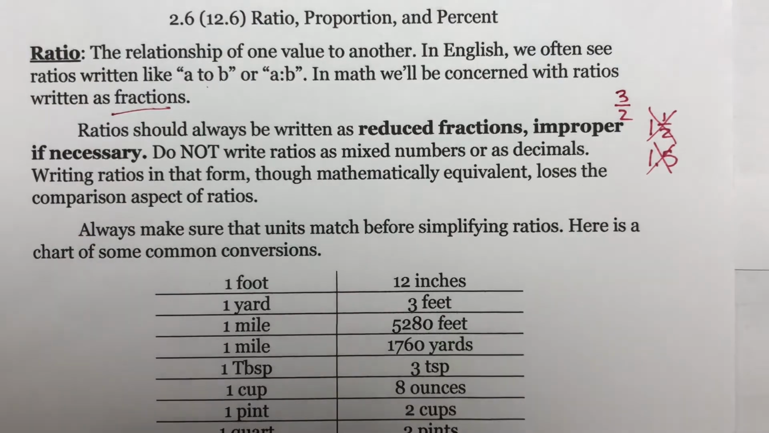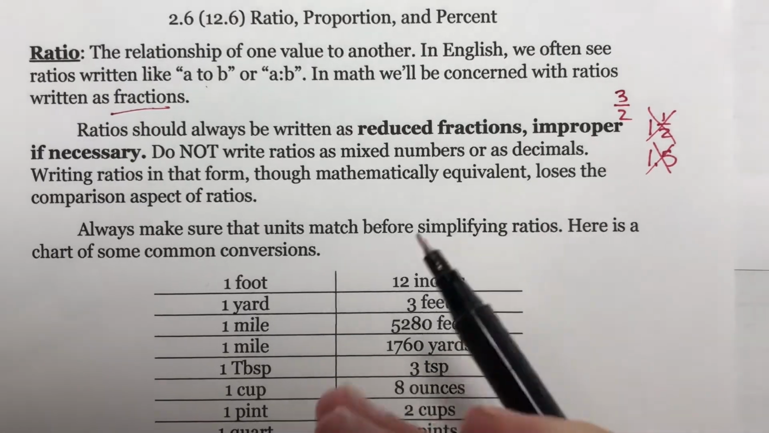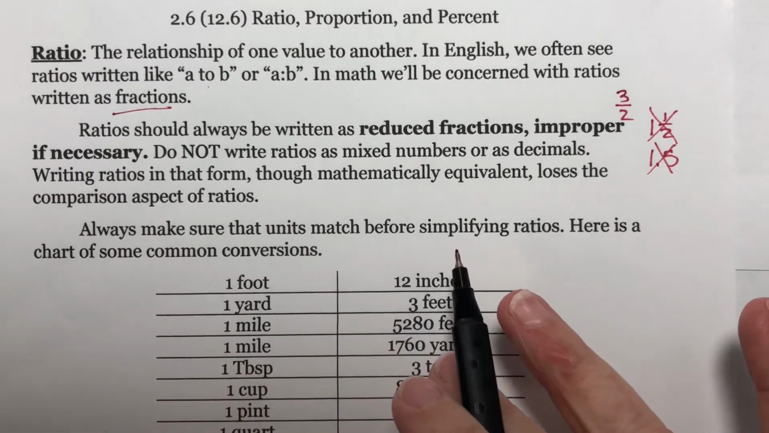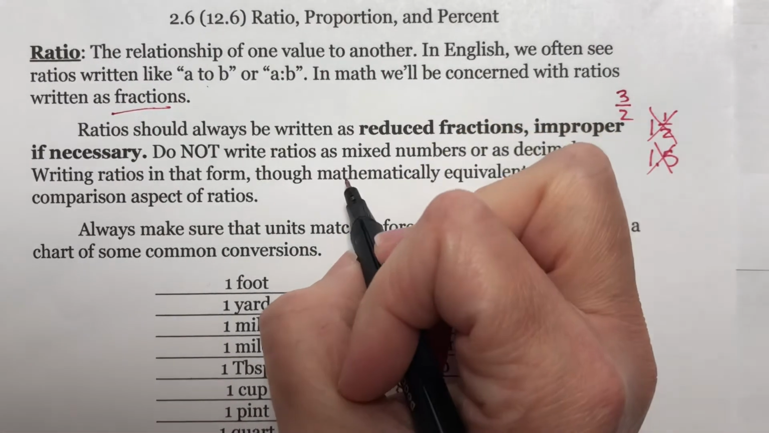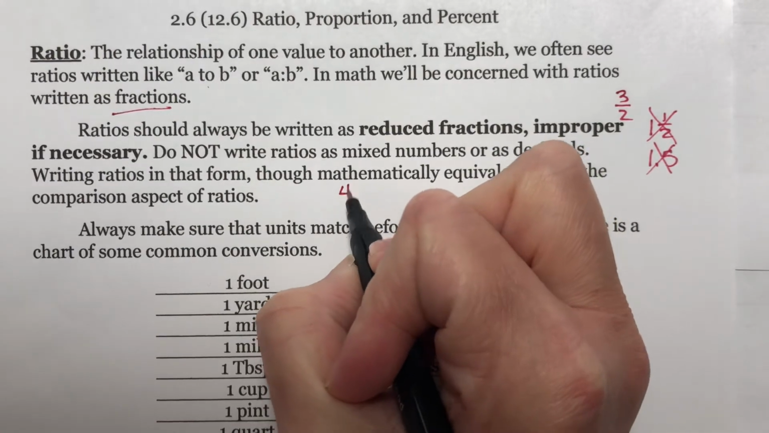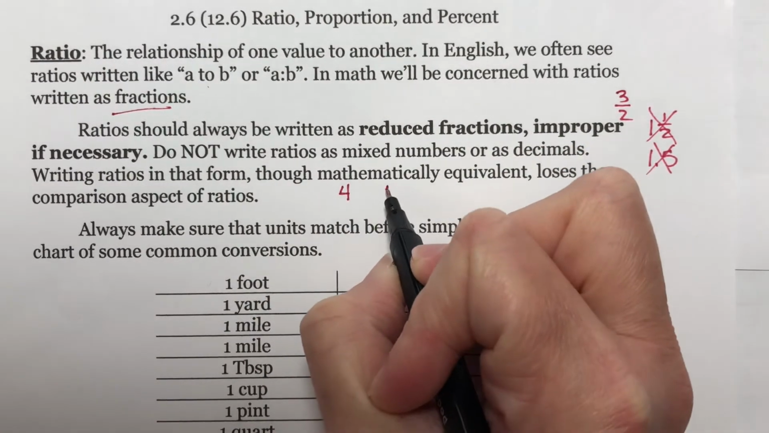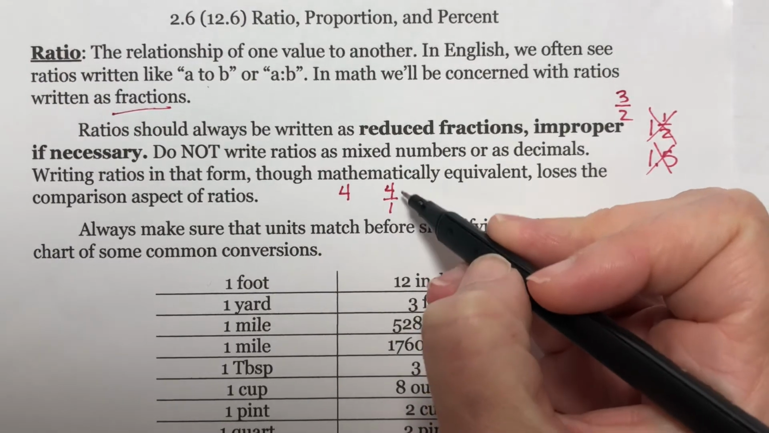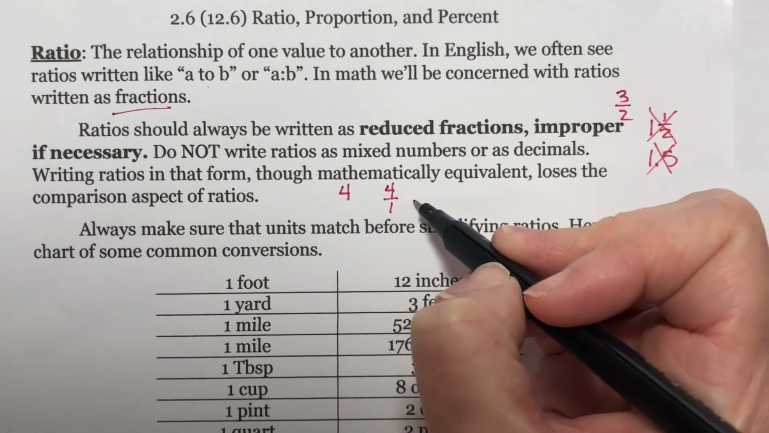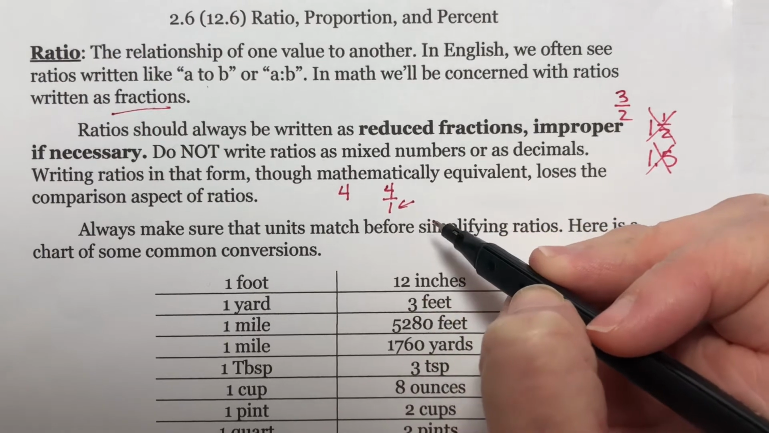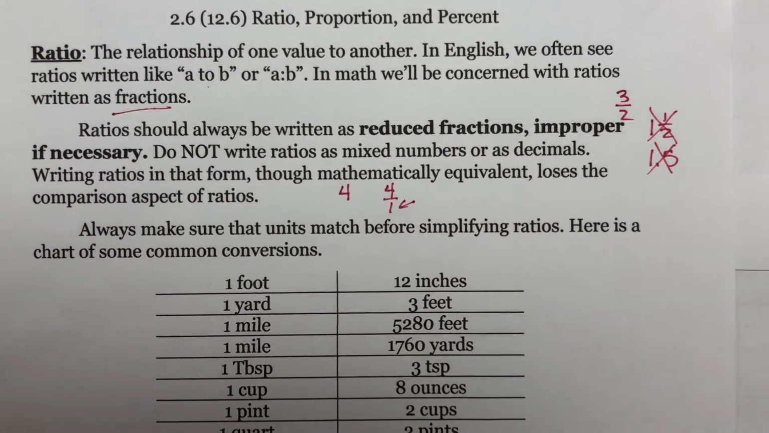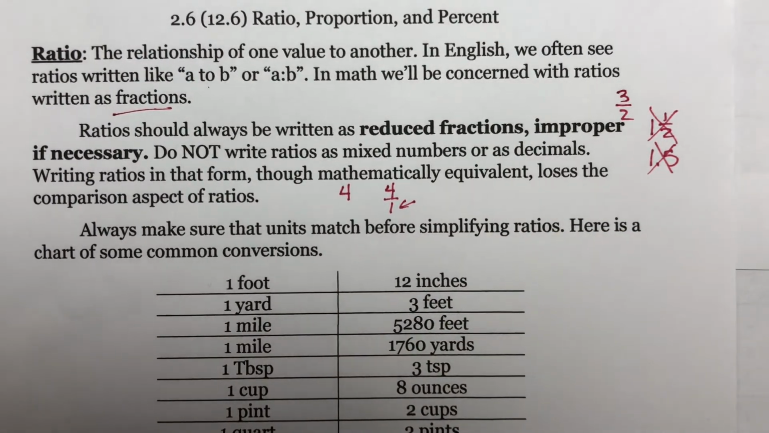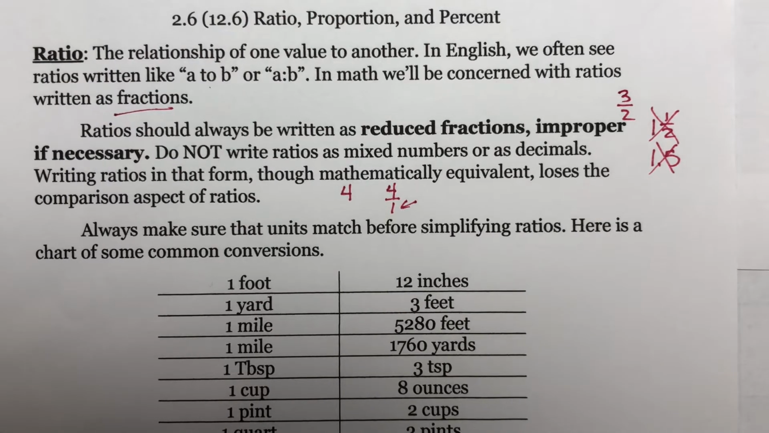Okay, and there's one other weird thing here with ratios. It needs to be written as a fraction, always. So even if you end up doing all the math and you get 4, that needs to be 4/1, because we have to have something to compare it to. This is the only time we keep a 1 in the denominator.